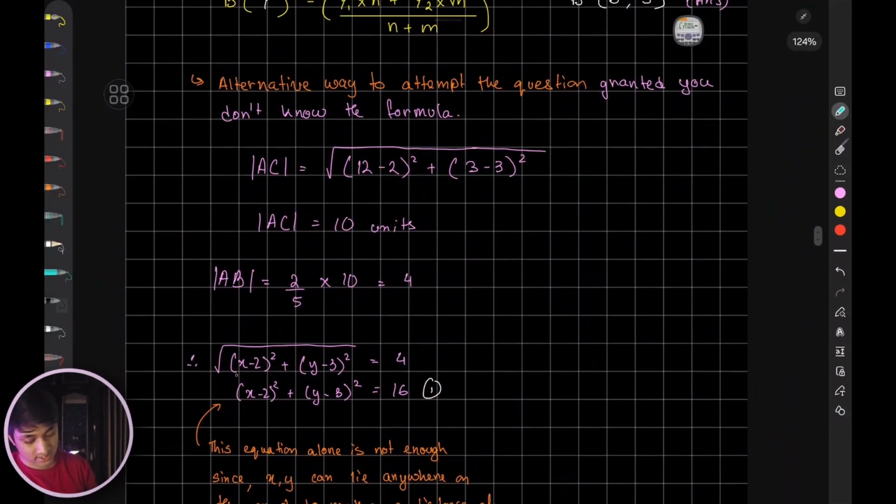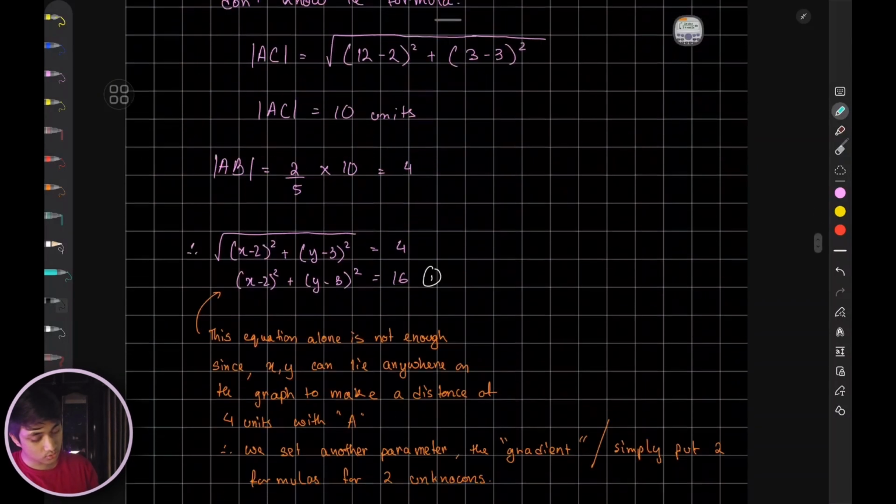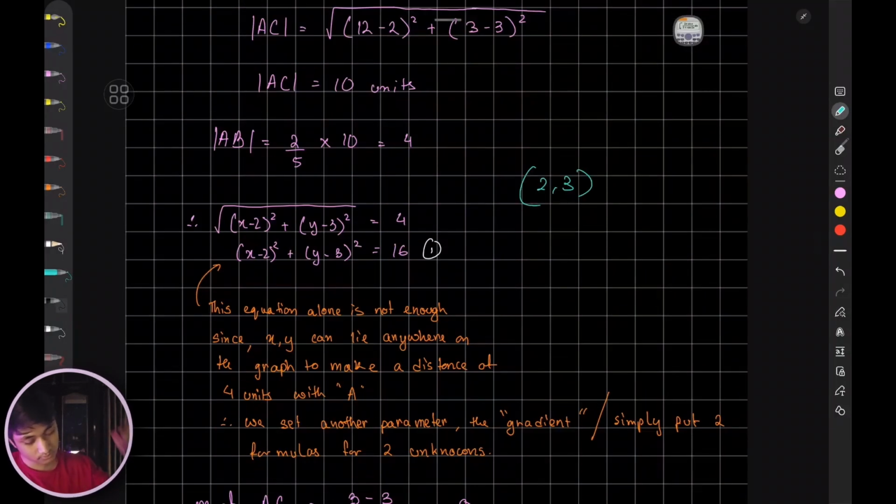Notice, I don't know the x coordinate of B, but I know the coordinates of A. What is the x coordinate of A? 2, and the y coordinate is 3. So x minus 2 whole square plus y minus 3 whole square, and root over that value is supposed to be 4. Why? Because I'm finding the distance and I already know the distance to be 4. Now square both sides and it's going to be 16 equals this expression that is under the root. Now you have removed the root by squaring both sides.